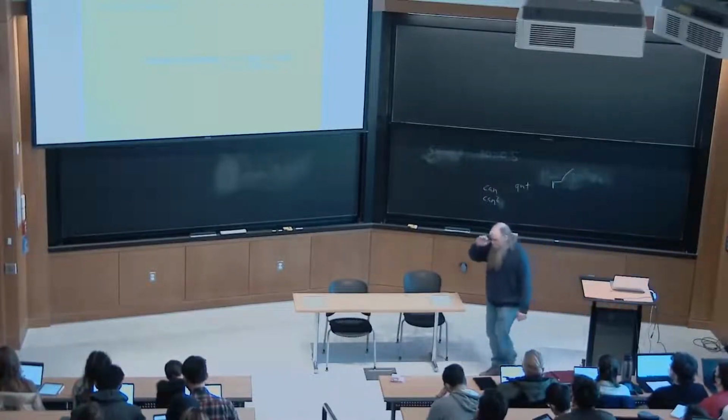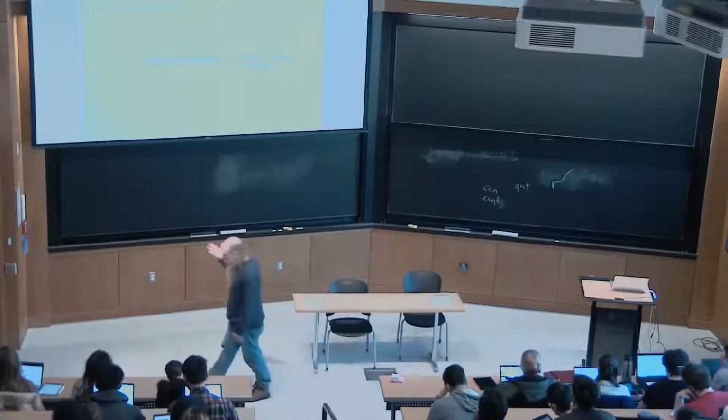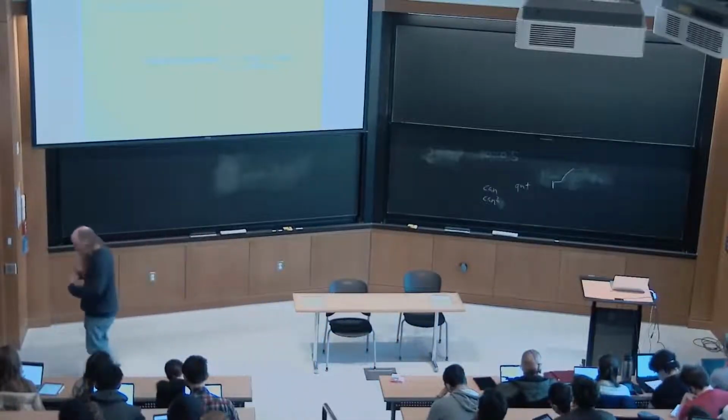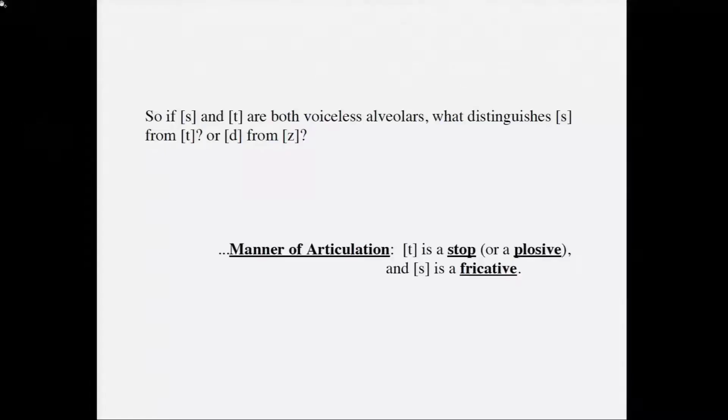So we've talked about place of articulation, and we've talked about voicing. Now we need to talk about another dimension for categorizing sounds, which is called manner of articulation. So think about S and T. They're both alveolar, and they're both voiceless, but they're different from each other. The way we distinguish them is via manner of articulation. They're both voiceless alveolar sounds, but T is a stop, and S is what's called a fricative.